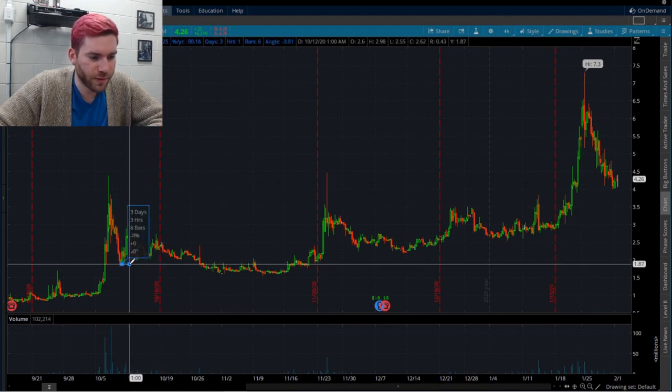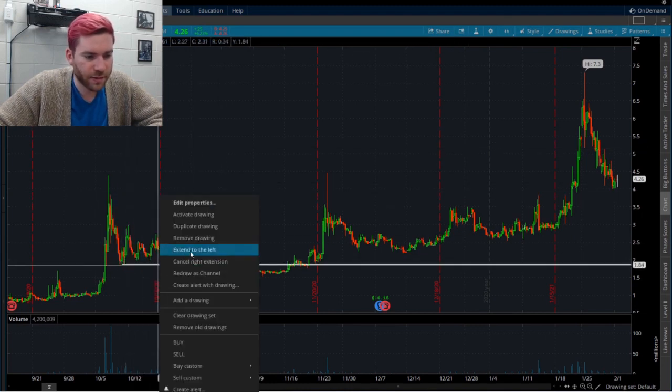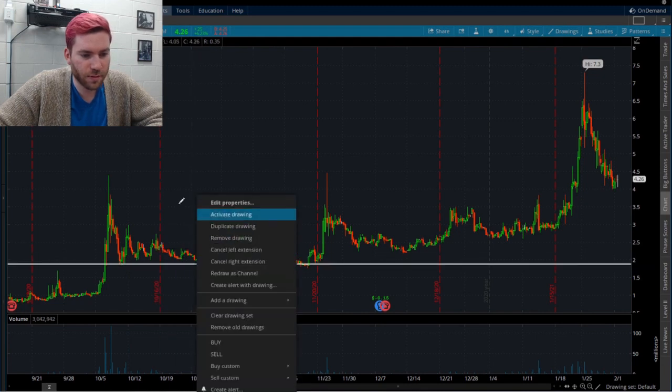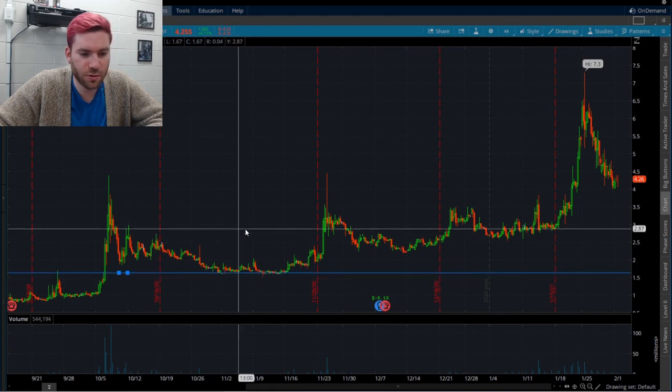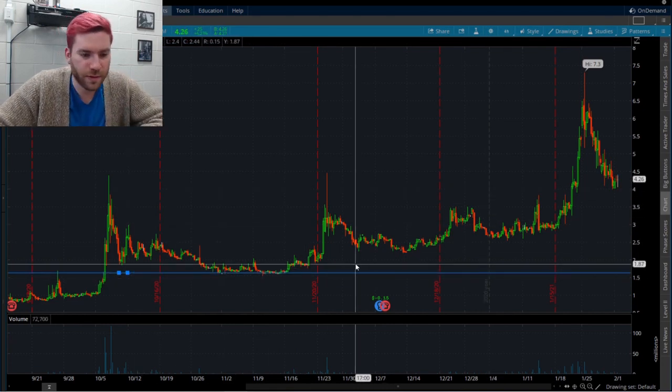Let's make some supports and resistances. And again, it's a little bit hard on these kinds of charts. It's a little bit more sporadic, and that's okay. If you don't like doing these kinds of charts, they're too small, don't play them. It's okay, there's no pressure.